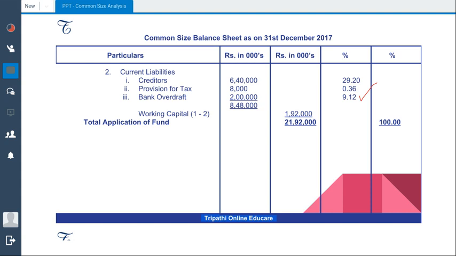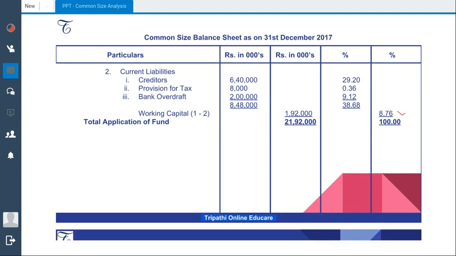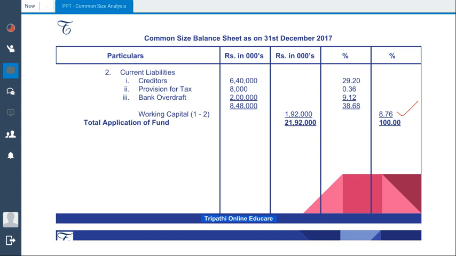Percentage of total current liability. 8 lakh 48,000 into 100 divided by 21 lakh 92,000, we will get 38.68%. Now let us know the percentage of working capital. 1 lakh 92,000 into 100 divided by 21 lakh 92,000, you will get 8.76%. So now we can say that whatever fund we have employed, 8.76% is towards working capital, right?